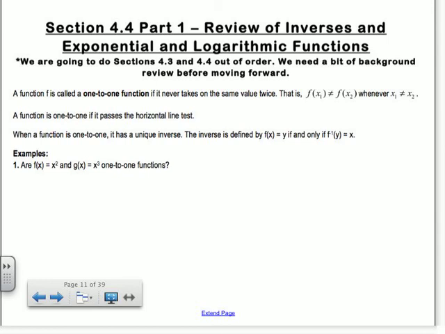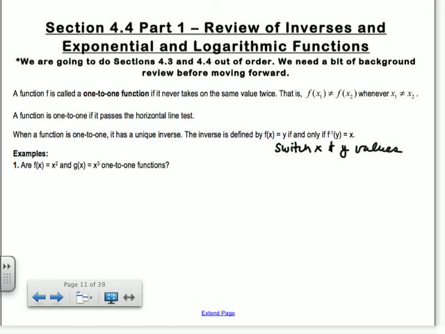So when a function is one-to-one, it has a unique inverse. The inverse is defined by f of x equals y if and only if f inverse of y equals x. So basically, you switch your x and y values. Remember that? So that's why you can only have one and only one y value for each x value, because when you take the inverse, it wouldn't be a function. So that's what one-to-one means. It means the inverse is a function as well.